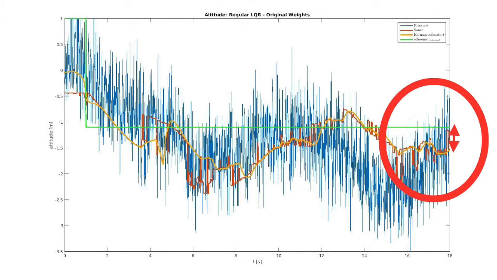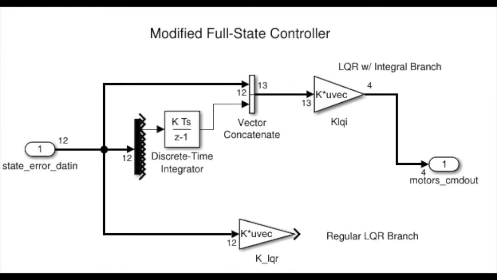To try and improve this, I added a 13th state to the quadcopter model, which is the integral of the altitude. Using this new model, I regenerated the gain matrix using LQR.